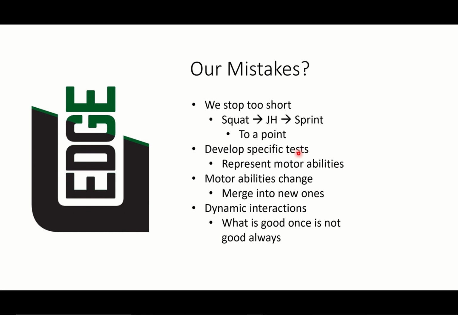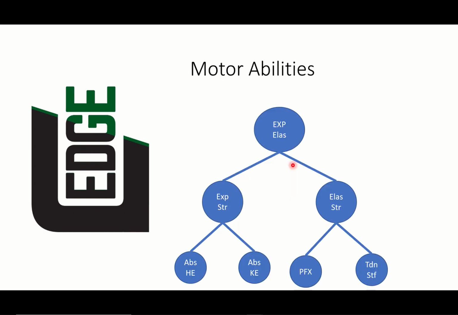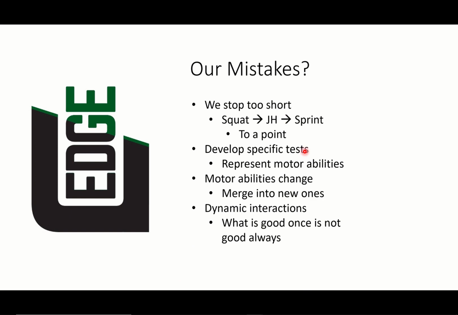We need to develop specific tests that represent specific motor abilities. If I want to look at explosive elastic strength, well, a high depth jump isn't a bad idea, but maybe I want to look at it in regards to my sport itself. So I want to look at an approach jump or some type of multi-step jump. So you're developing tests that represent these newly formed motor abilities, tests that are more specific to the quality you're actually trying to develop.